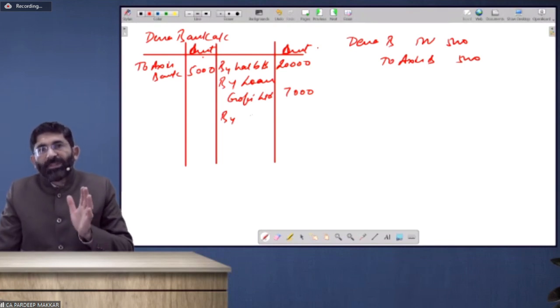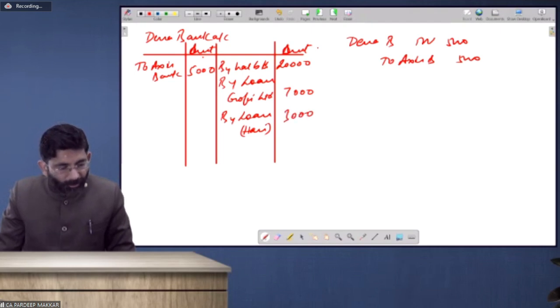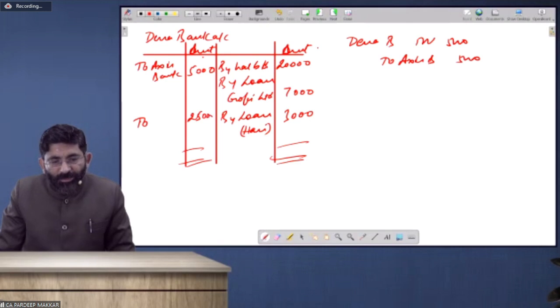Now, whatever is left with us will be utilized for making payment to the partners, partner's loan account first. So the loan of partner, that is Hari, this is also 3,000 rupees. This will be paid off. So what is the balance with us? That is 25,000. So where will this 25,000 go?